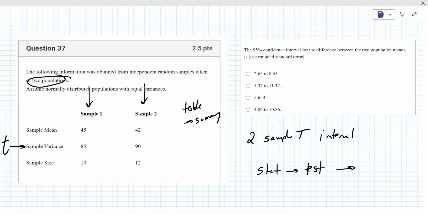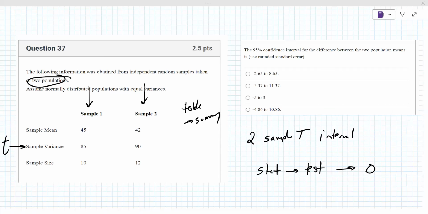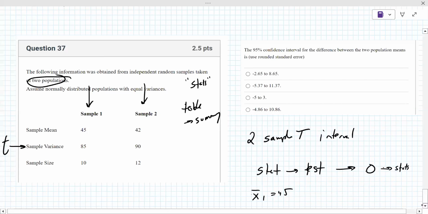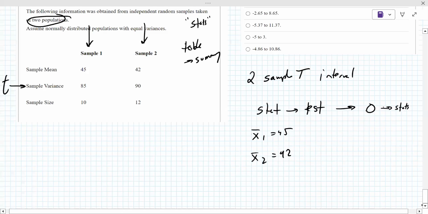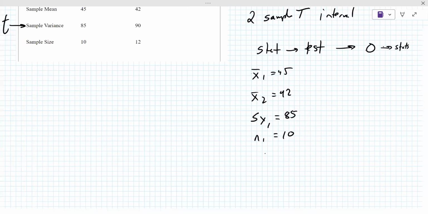All right. So stat, test. It looks like it is 0 this time. And you have your choice again between data and stats. And you want to choose stats because the summary table is the stats. So you need X bar 1. Your X bar 1 is 45. Your X bar 2 is 42. Your SX1 is 85. N1 is 10.